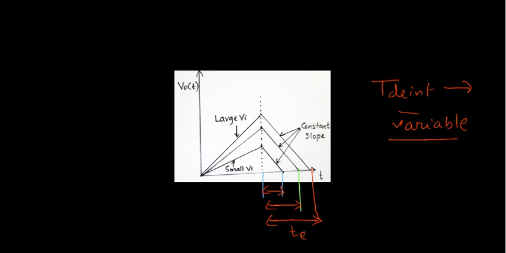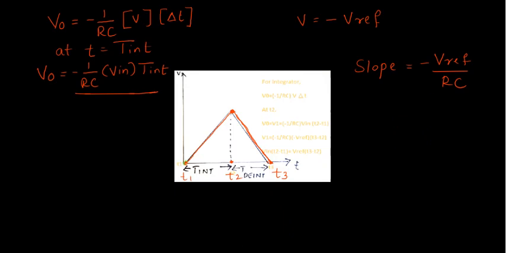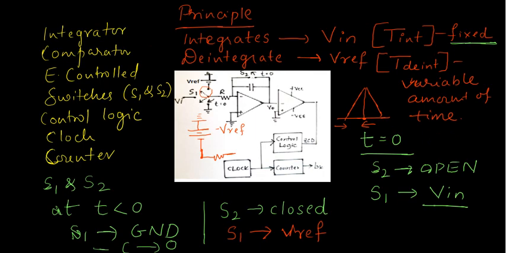For the smallest value of input, you have got the TDEINT, the de-integration time. You can take them as T1 and T2 as well. Now this particular time period decides, as you can see here, you have got the control circuit, the control logic. The clock pulses are continuously coming here because the clock signal is being generated. These clock pulses are counted by the counter.